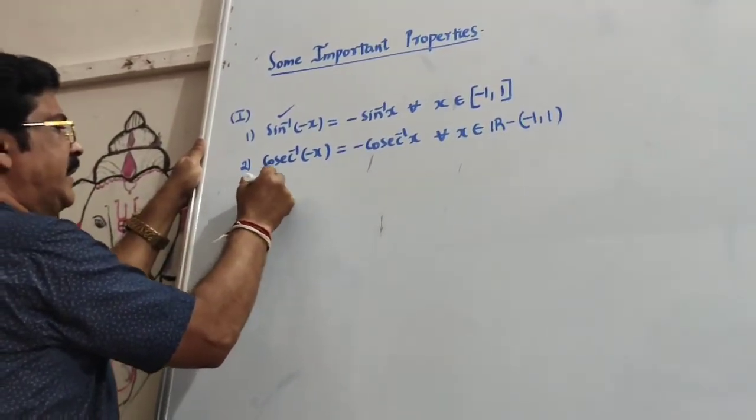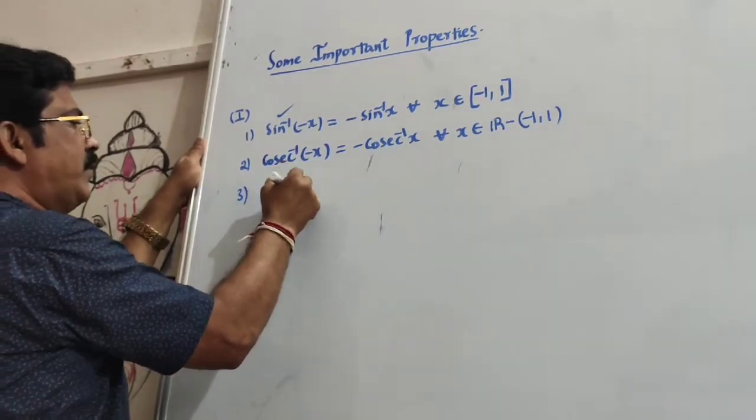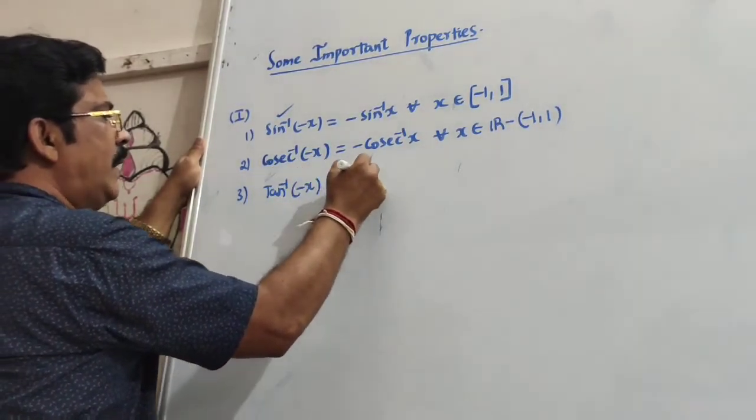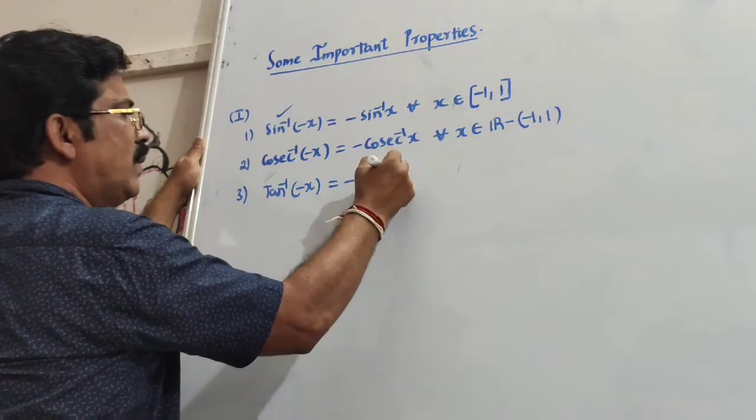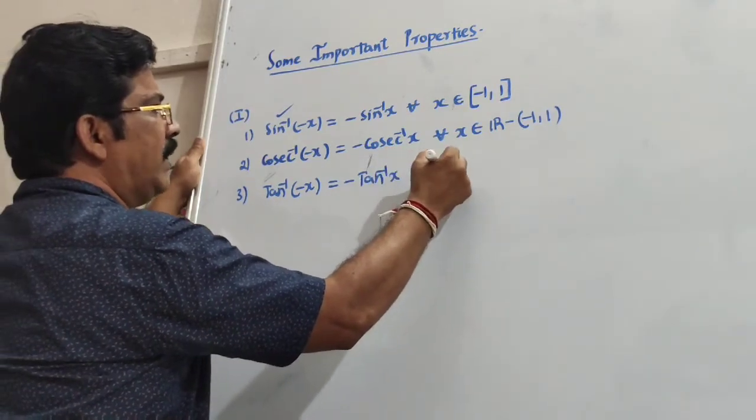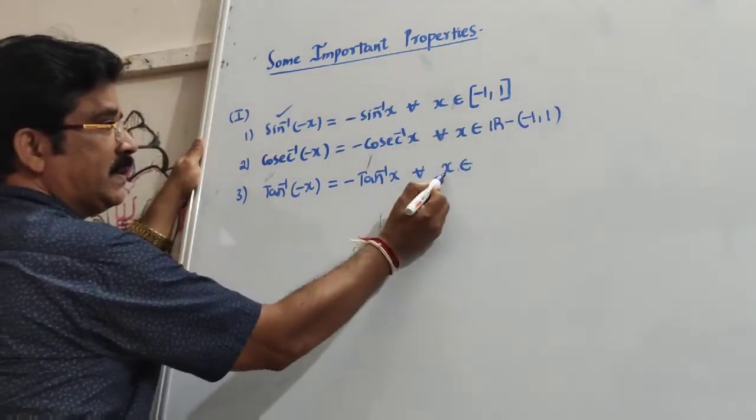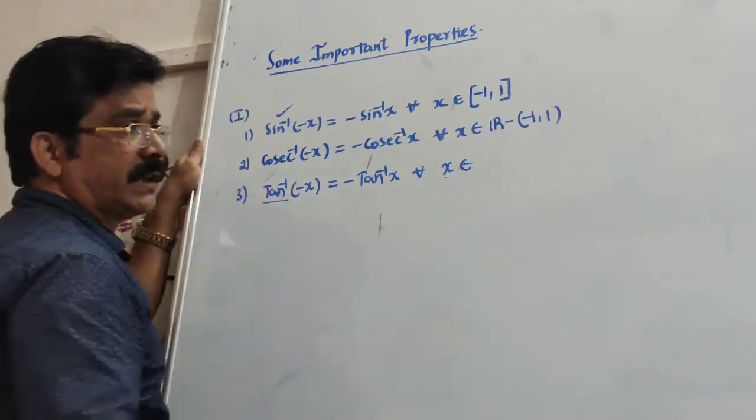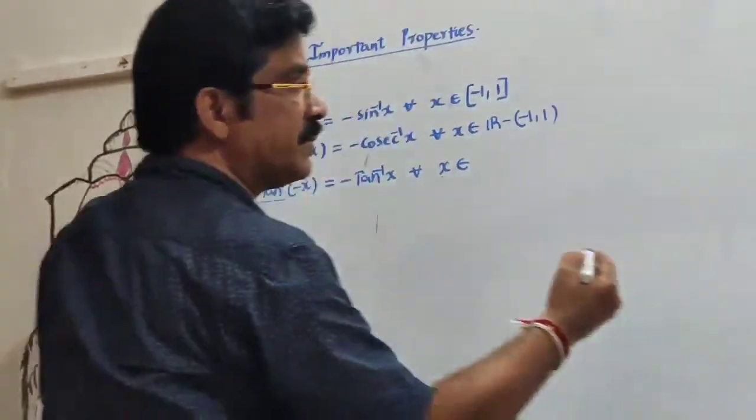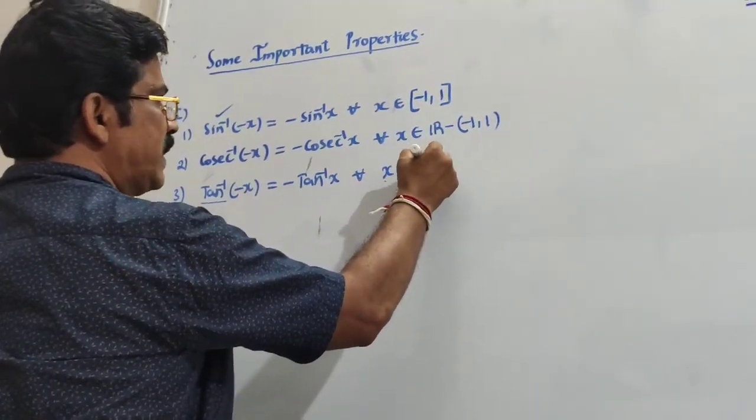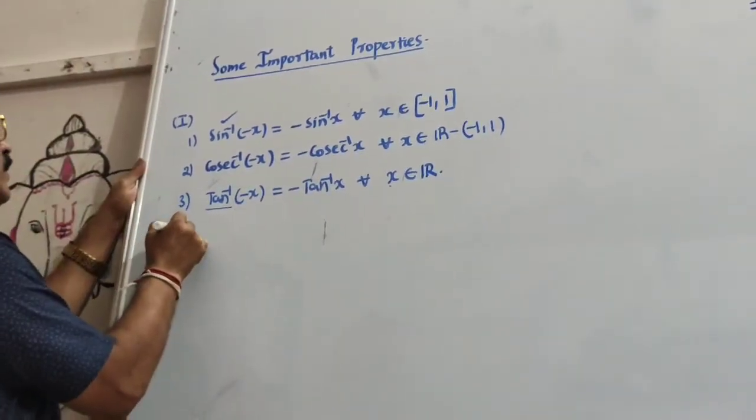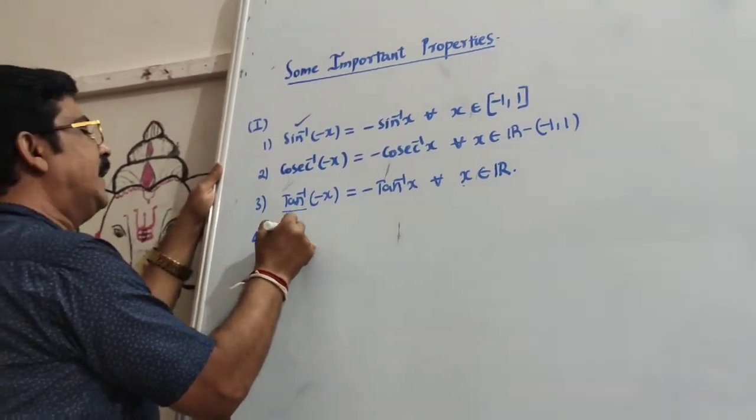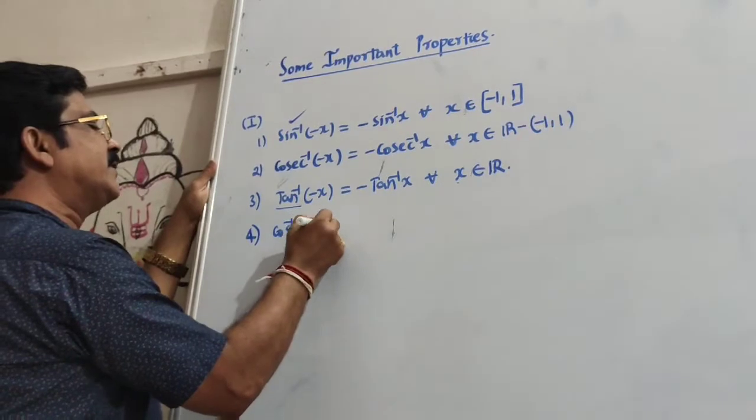Next, number 3, tan inverse of minus x is also minus tan inverse x, for all x belonging to the domain of tan inverse. You see there, the domain of tan inverse means R. x belongs to capital R. Next, the fourth one, it is different. Cos inverse of minus x.